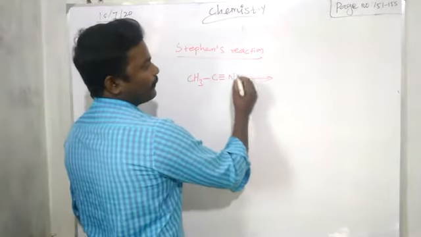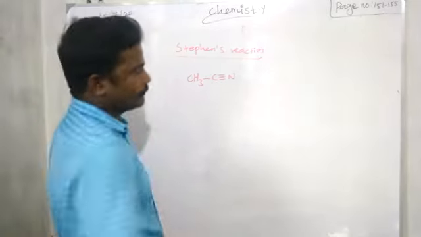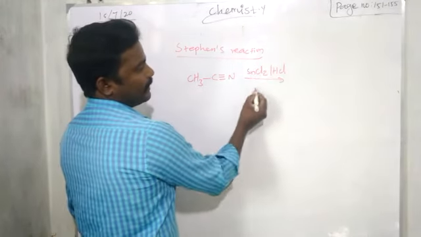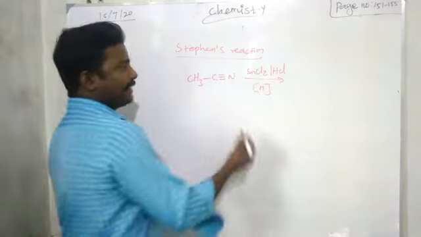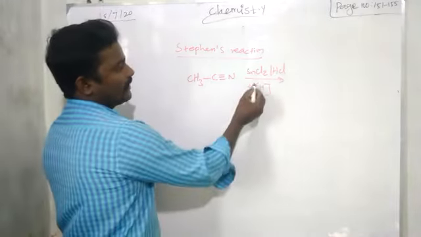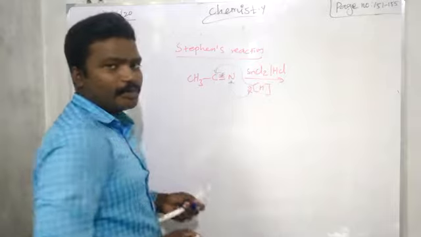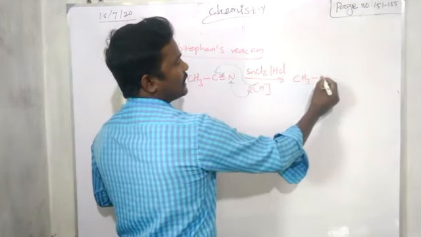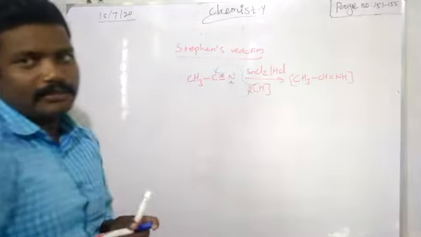It is reacting with the catalyst stannous chloride and HCl, right? So it is another reduction reaction. Reduction means we add hydrogen. We are going to add two hydrogens: one hydrogen adds to the carbon, another adds to the nitrogen. So the triple bond reduces into a double bond. We get one intermediate, not a product: CH3 CH double bond NH. This is called an imine product.